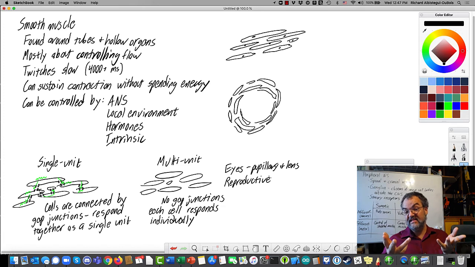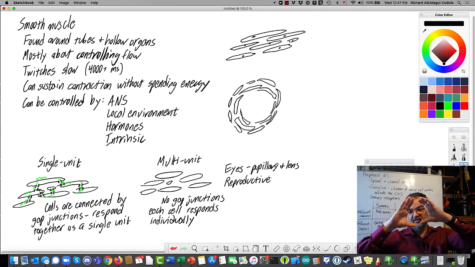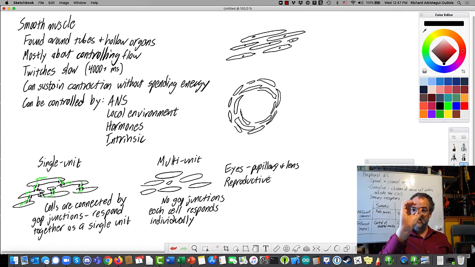Which makes sense in the eyes, that if you want to control your lens, you need to be able to make the lens focus in very small amounts. Same with the pupil. You need to be able to dilate or constrict it in small gradients. That would be harder if it were single unit muscle. So it makes some sense to have it that way.